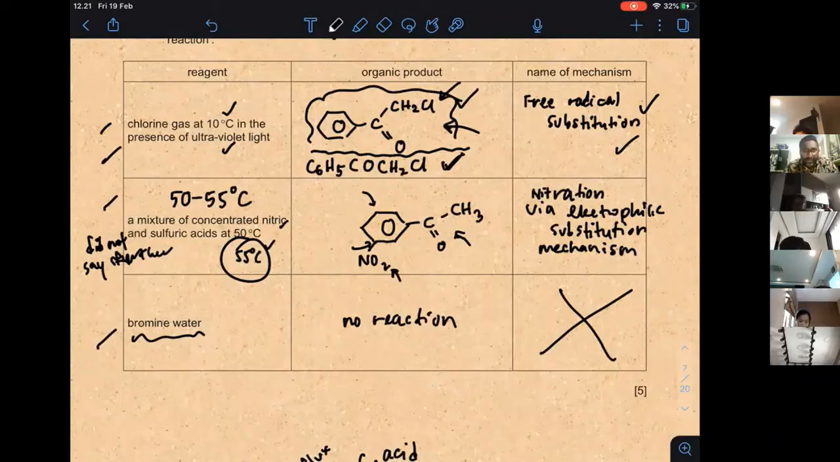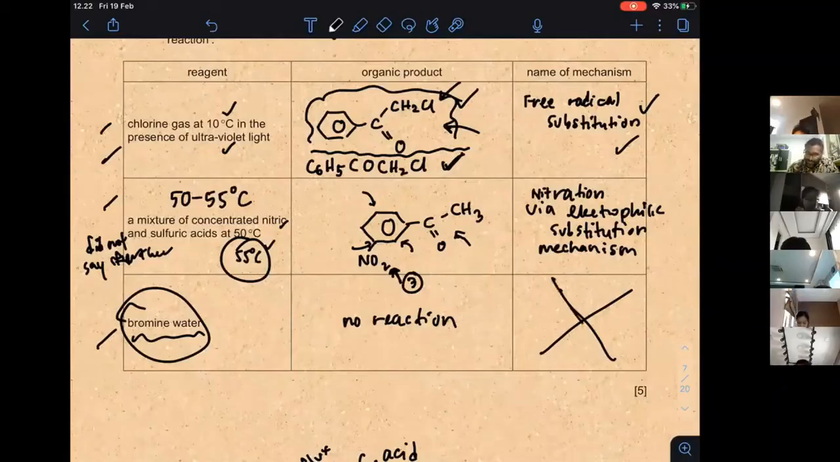So it is important to substitute this at position number 3. If you substitute at a different position, automatically you will lose that 1 mark. Now the next is the reaction with bromine water. Here it doesn't happen. There is no reaction.